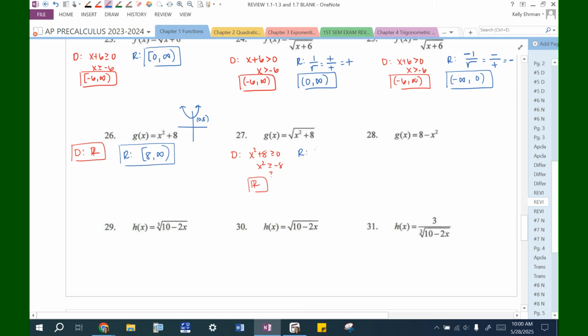If you plug in 0, you get radical 8. If you plug in plus or minus 1, you get radical 9. If you plug in plus or minus 2, you get radical 12. So the numbers are just going to keep going up, right? Radical 8 is the lowest number that you'll get. So this one we had to think out of the box a little bit. So this range is radical 8, or I should make that 2 radical 2, right? And then it'll go up to infinity from there.